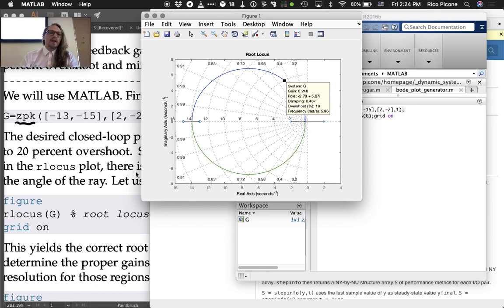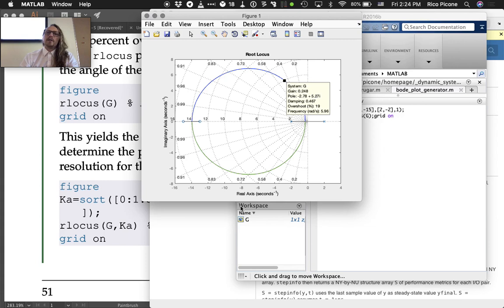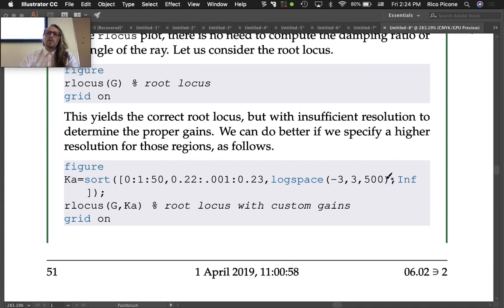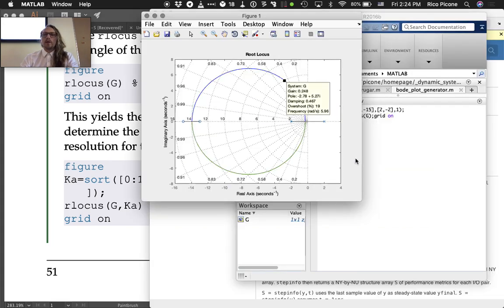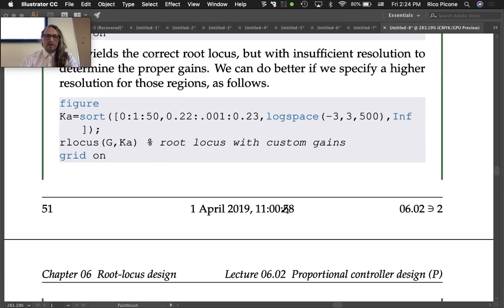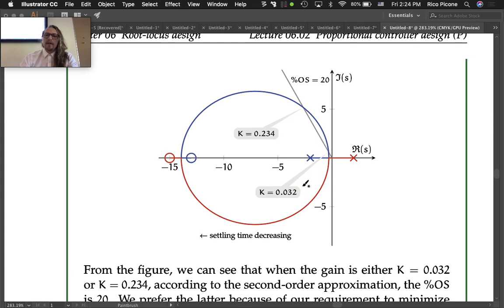If you want to be a little bit more accurate, you can go back to this and put in some custom gains that are in the range of values there. And this is one way to go about putting in a bunch more points to use as your possible gain values. So that's something to play with if you're interested, but I just wanted to show you that as a possibility. Okay, so at the end of the day, though, we've got a gain of 0.032 to be on the percent overshoot line at this point, and then to be on the percent overshoot line at this point, 0.234.